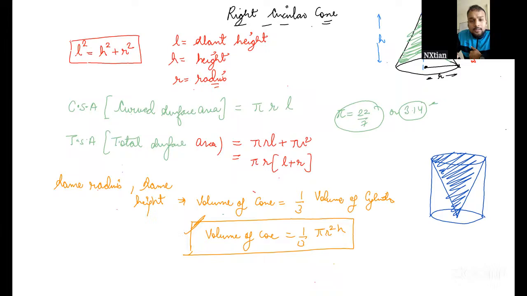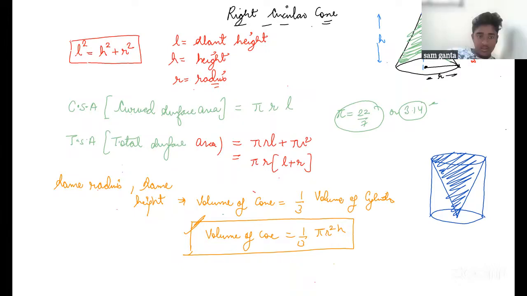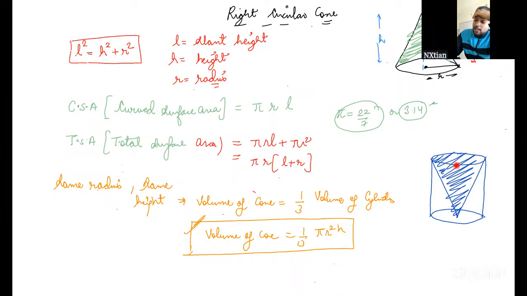Did you understand? Yes or no? Yeah, write it down quickly. Can you repeat the volume thing again, sir? See, if you look at the cone and the cylinder, you will find that one third of the cylinder's volume is a cone. So the volume of cone is equal to 1 by 3 into the volume of cylinder, and the volume of cylinder is pi r square h, so I just replace it with pi r square h. Do you understand, guys?